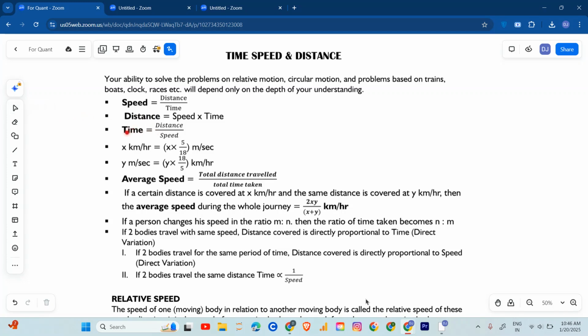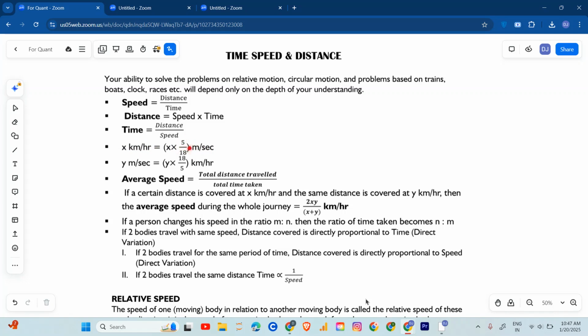Now, the next point is, when we are solving the problem, we have to take care about unit. Unit means in which dimension we are dealing with. So let's suppose our speed is given in kilometer per hour, and we want to convert it to meter per second. So we have to multiply by 5 by 18.